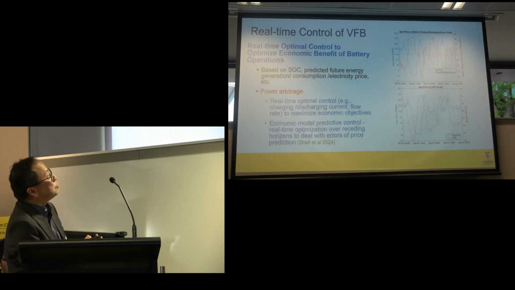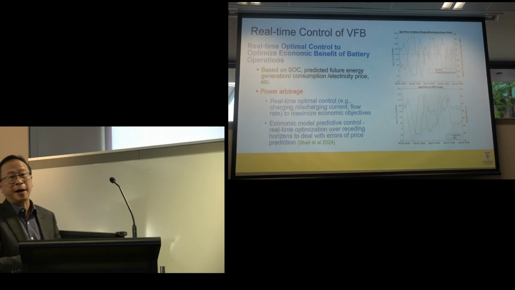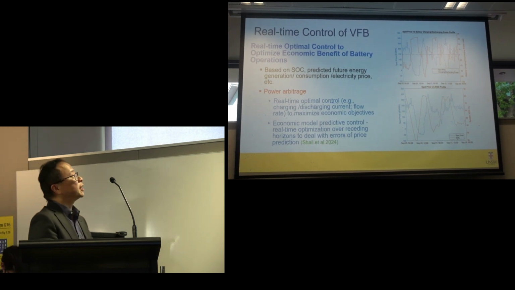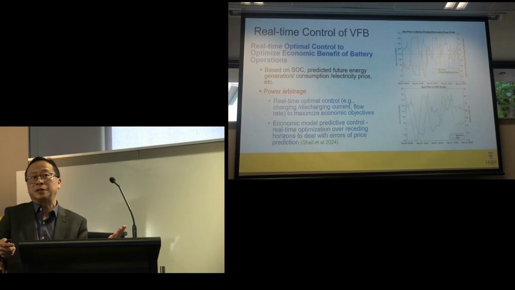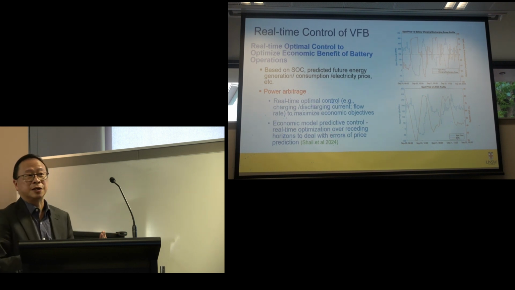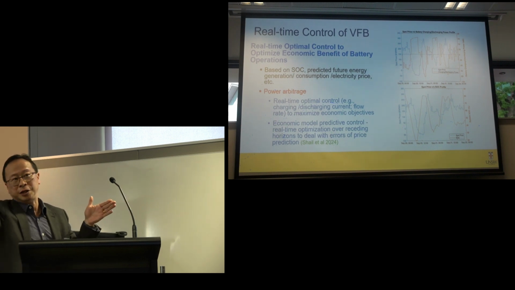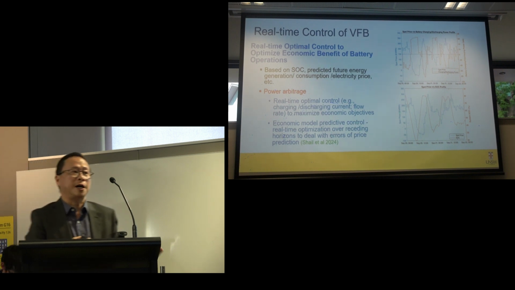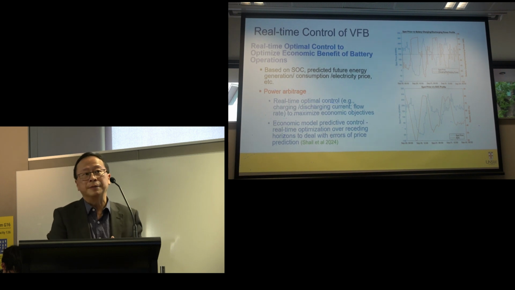Now, we also looked at the real-time optimal control to optimize the economic benefit of battery operations based on the state of charge, the predicted future energy generation, consumption, and electricity price. One of the examples is power arbitrage. If you have a predicted electricity price for the next 24 hours, how do we operate the battery charging and discharging to maximize the economic benefit?